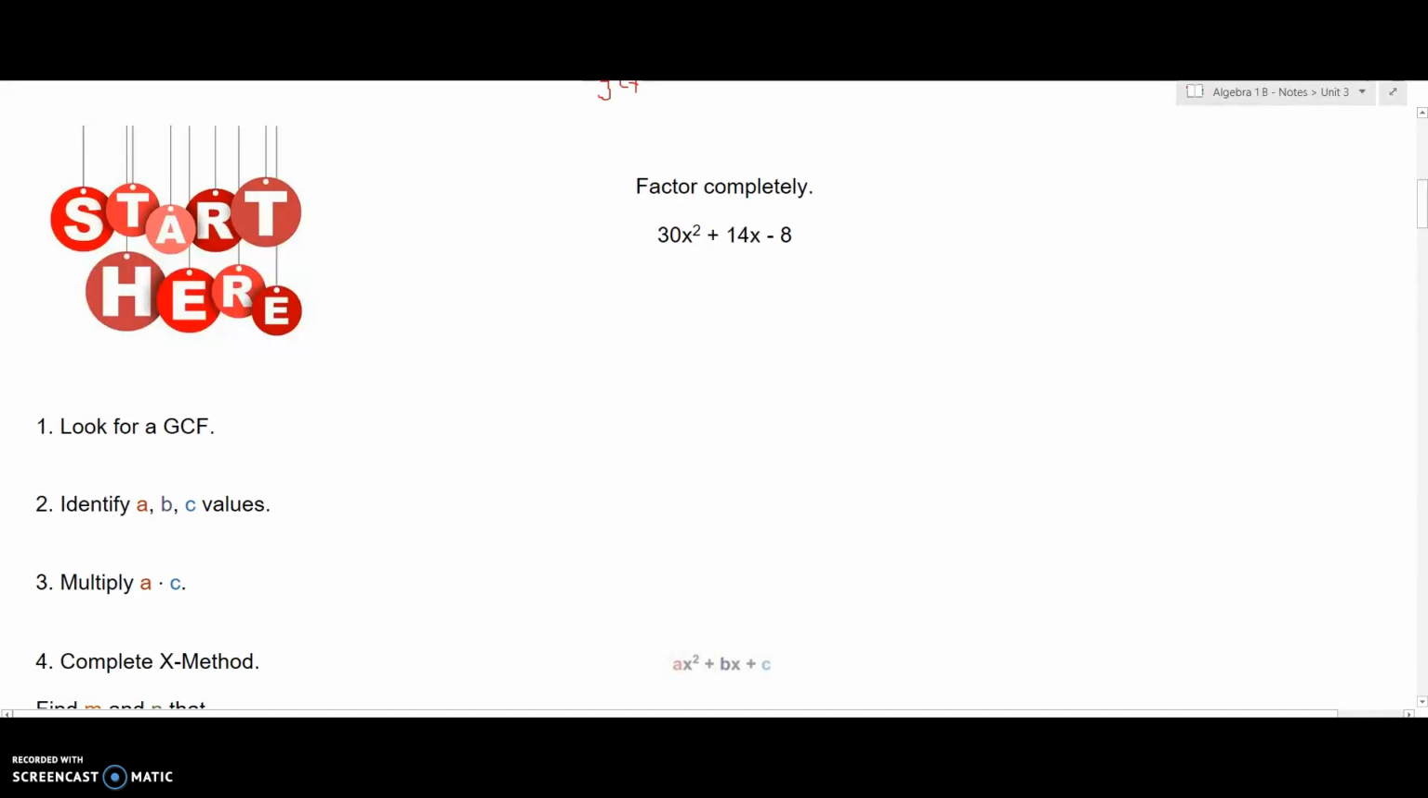As we have done in the past, as we look to factor, the first thing we are looking for is a GCF. So if I am looking at my terms, 30x squared plus 14x minus 8, I am looking for a term, either a whole number or a variable, that can come out of each term. In this case, I see that all of these are divisible by 2, so my GCF is 2, and when I divide each term by 2, I end up with 15x squared plus 7x minus 4.